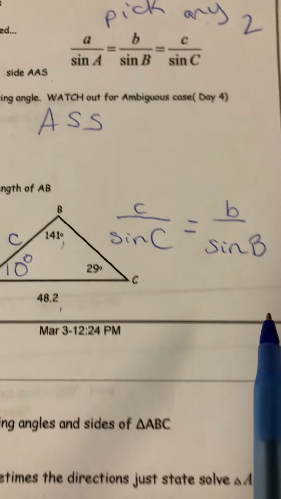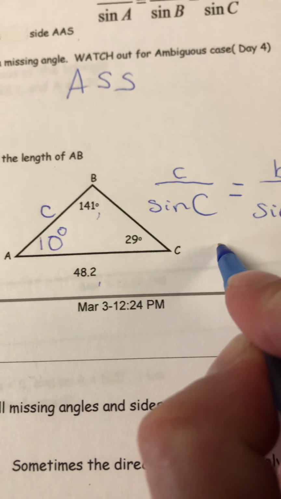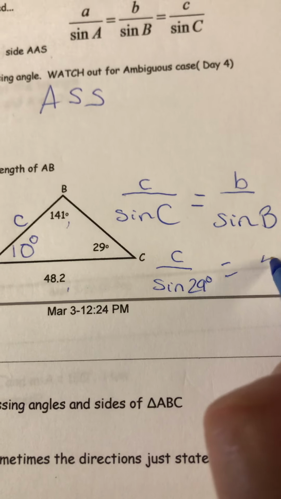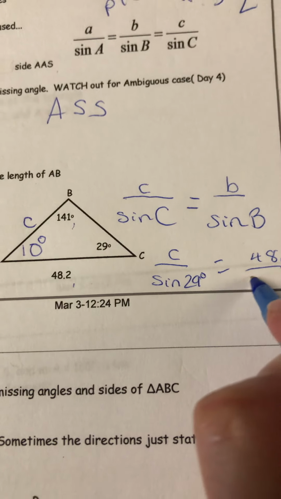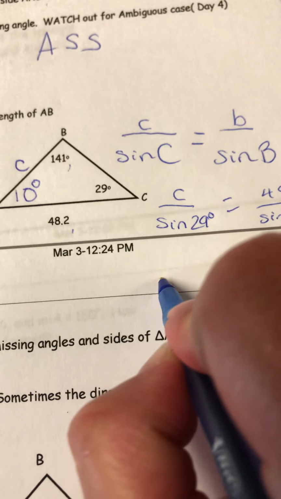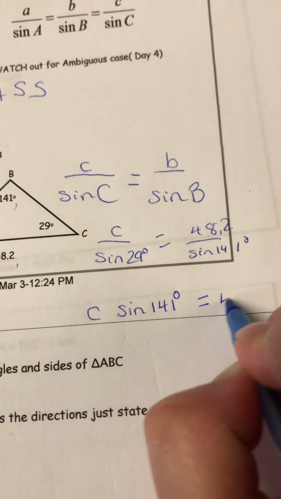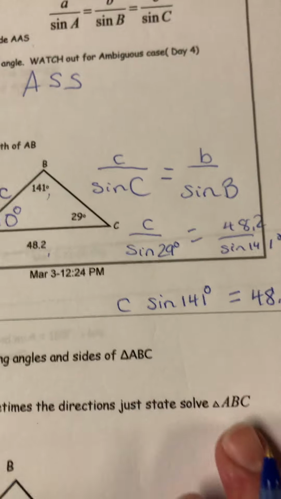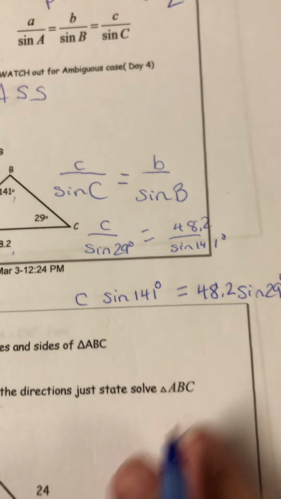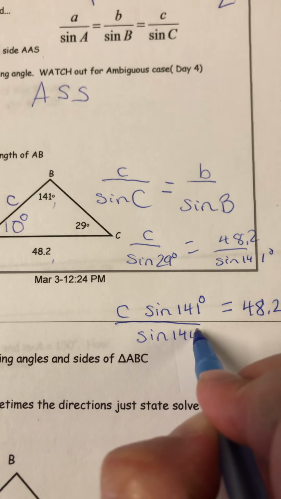It's not necessary for you to write this out, but I am, since I'm assuming it's new to many of you. So we're going to have here C over the sine of 29 degrees is equal to 48.2 over the sine of 141. Now don't solve for any of them, cross multiply. So C times the sine of 141 degrees is equal to, and I usually put the side in front, remember multiplication is still commutative, 48.2 times the sine of 29 degrees. Again, don't solve for anything yet, show my work. Whatever this decimal is, I'm going to divide both sides by this decimal.